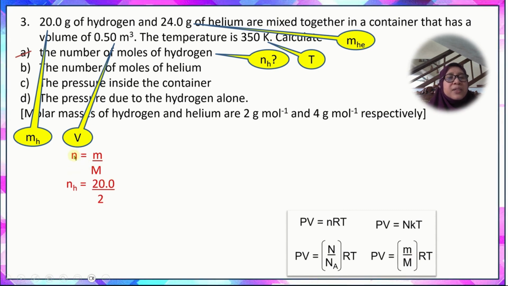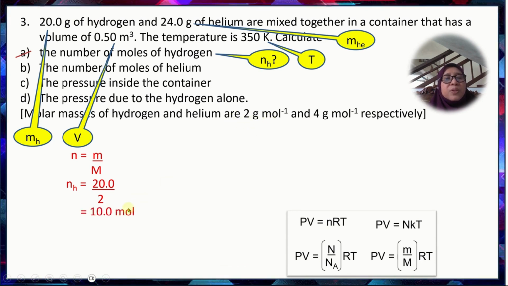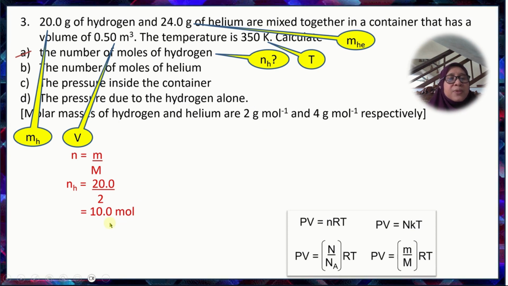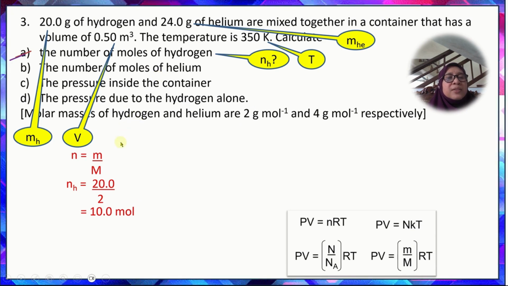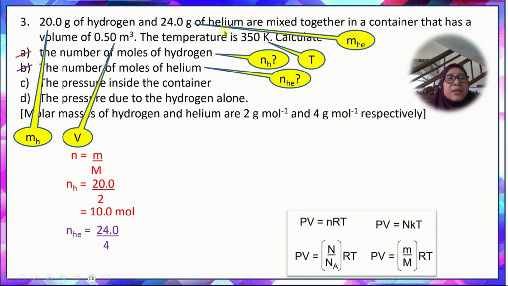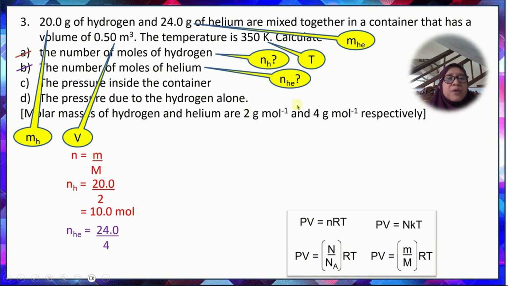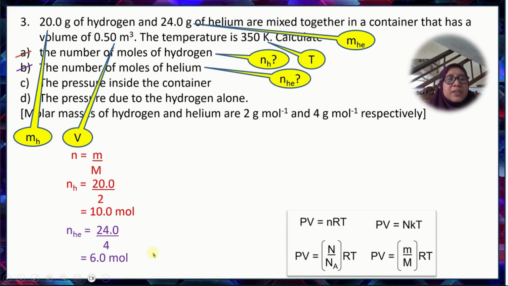Okay, for the hydrogen, the number of moles N_H equals the mass of hydrogen, 20 gram, divided by the molar mass, 2 gram per mole, given down here. So you get the number of moles for hydrogen, 10.0 mole. For the number of moles of helium, we use the same formula, so we use the symbol N subscript He for helium. 24 gram for the mass of the gas helium, divided by 4, the molar mass of helium, 4 gram per mole, and you get the number of moles is 6.0 mole.